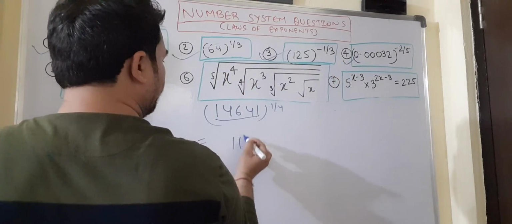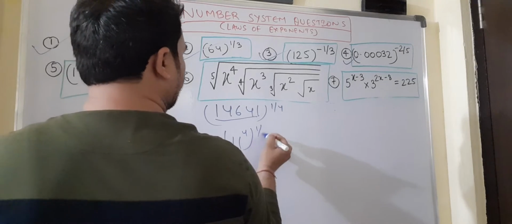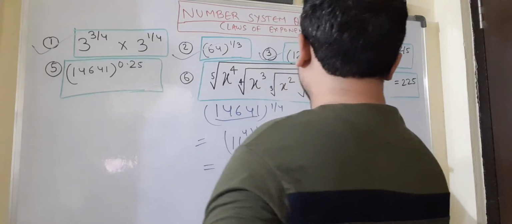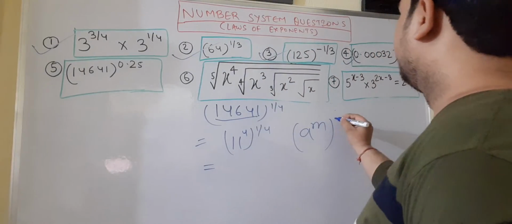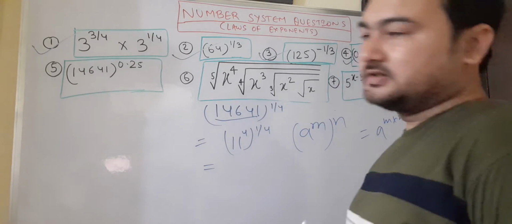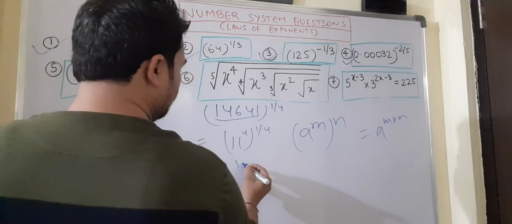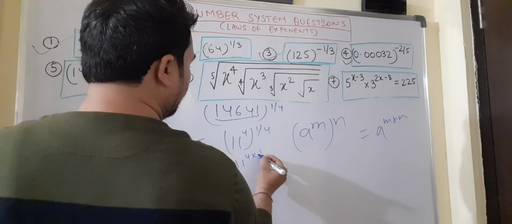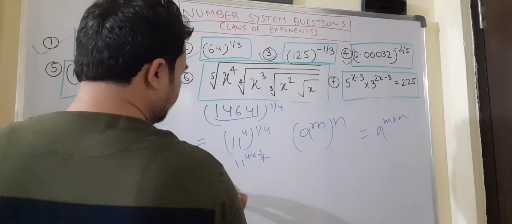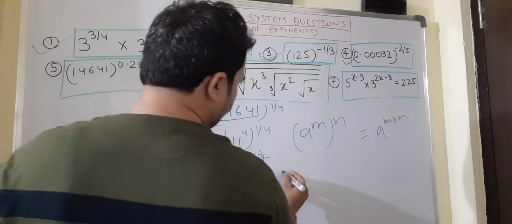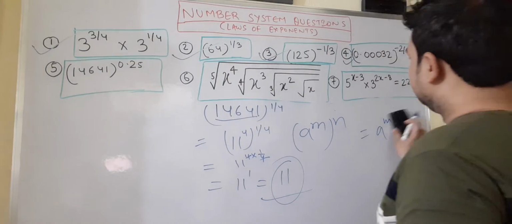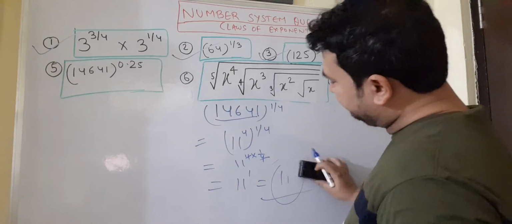You can write it as 11 to the power 4, whole to the power 1 by 4. And anything raised like this, a to the power m to the power n, becomes a to the power m into n. The powers get multiplied. So here also powers will get multiplied. 4 will get multiplied with 1 by 4. 4 into 1 by 4, 4 and 4 will cancel each other. You will have 11 to the power 1 and this is nothing but 11 itself. So the answer is 11. Clear?